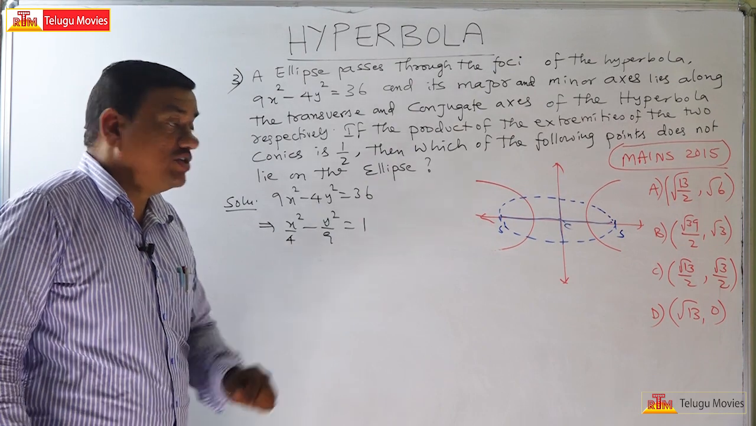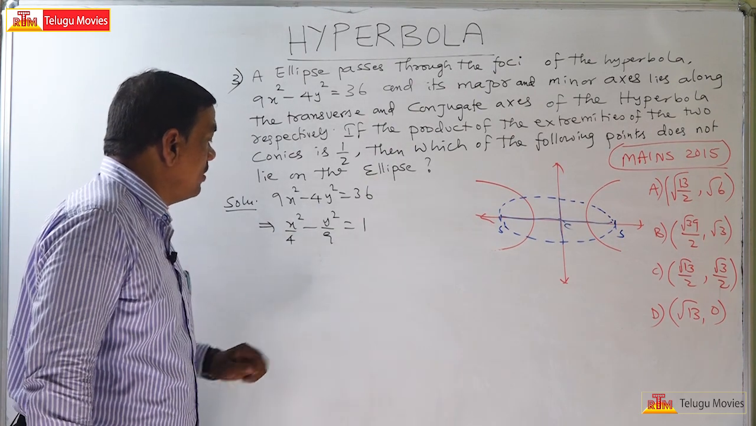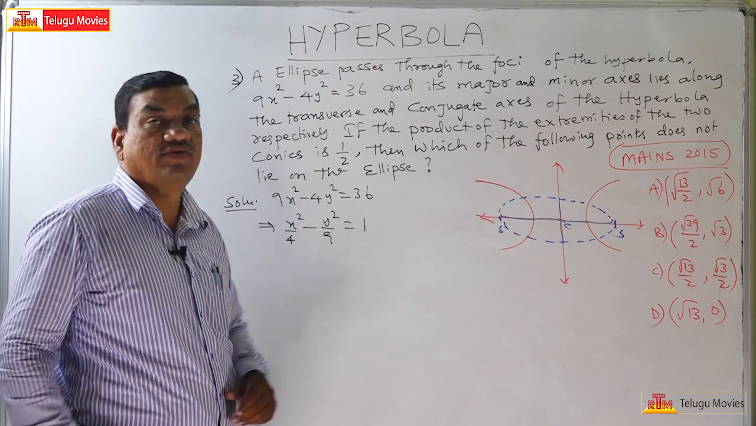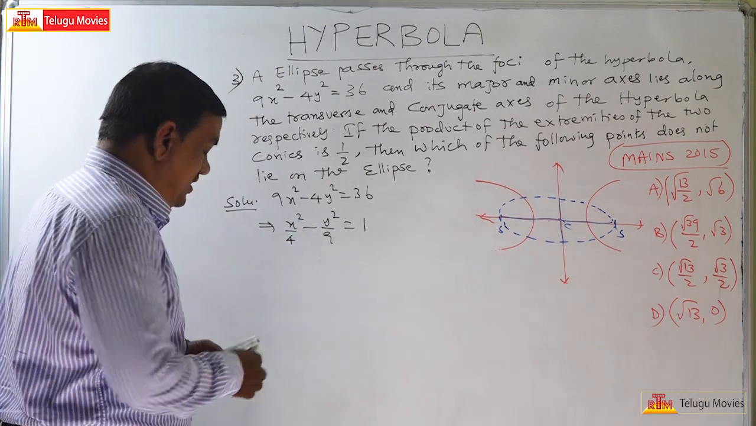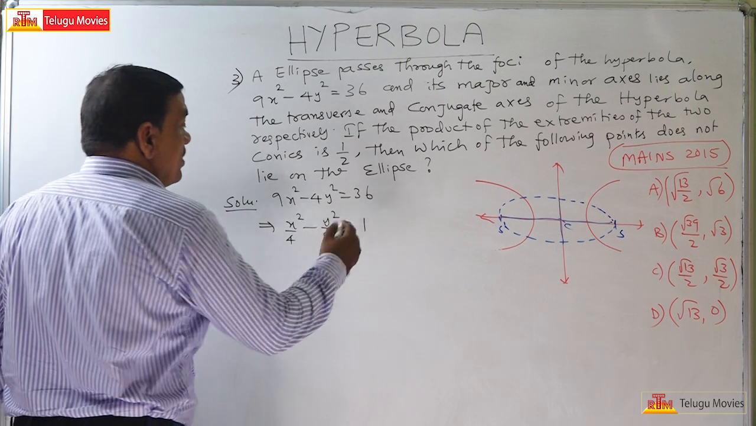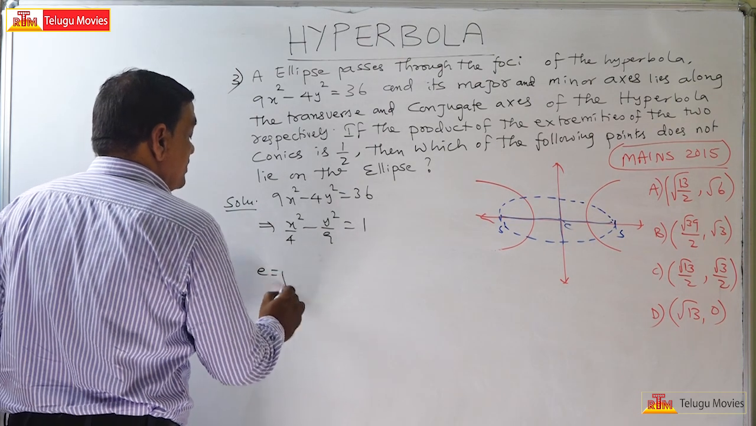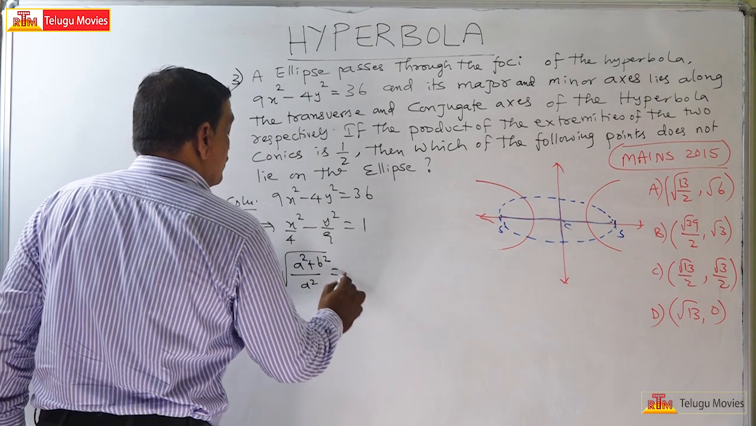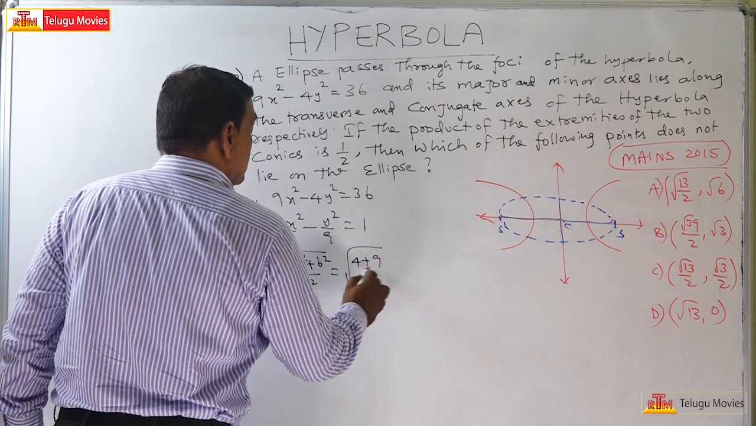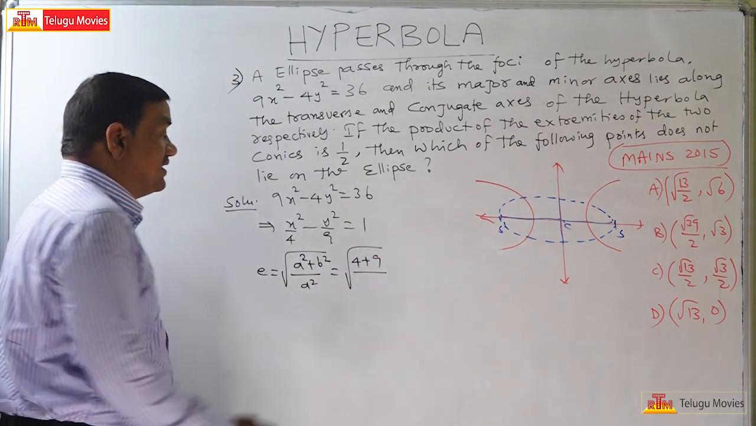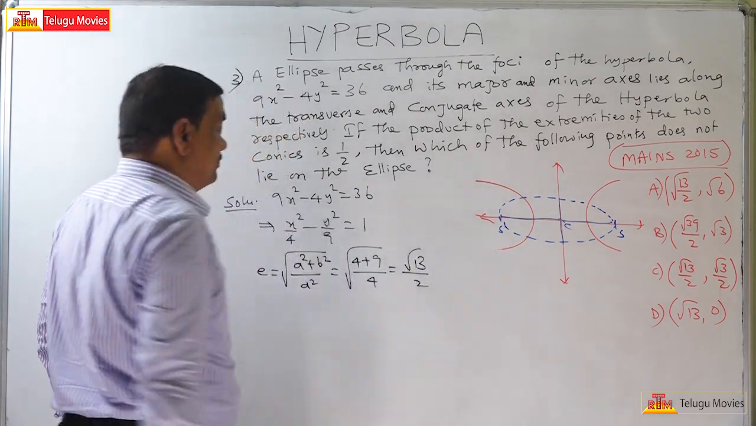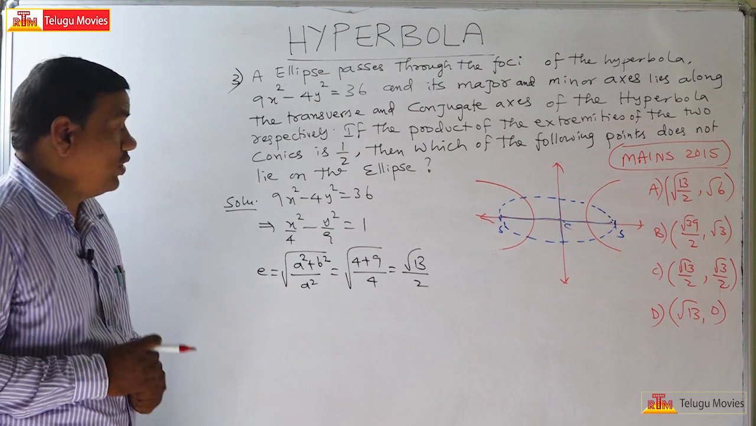Let us first find the eccentricity of this hyperbola, so that we can find the foci. What is the eccentricity of this hyperbola? It is given by e is equal to root of a square plus b square by a square, which is root of 4 plus 9 by 4. So this is equal to root 13 by 2.